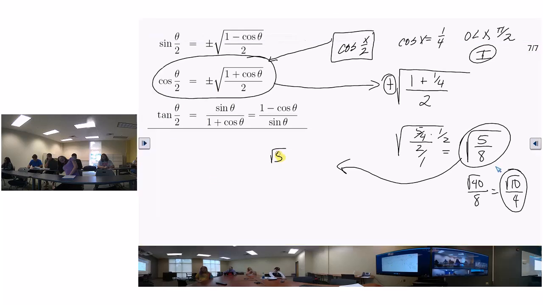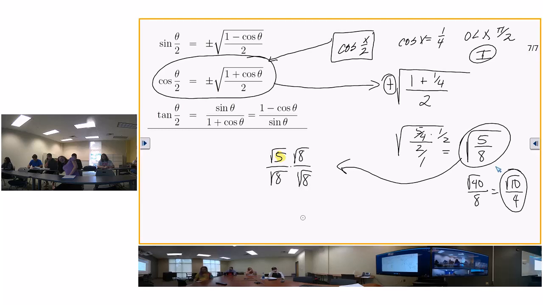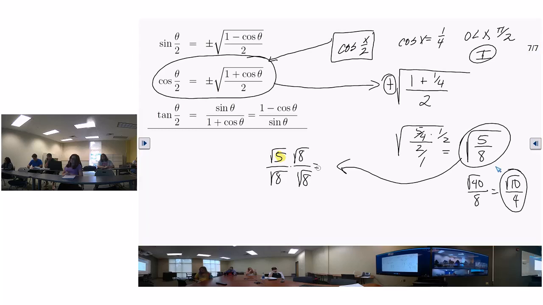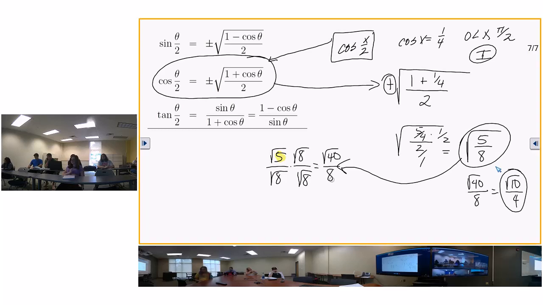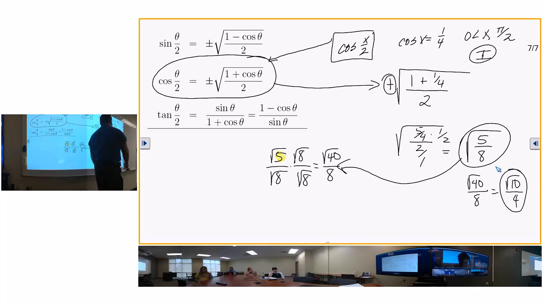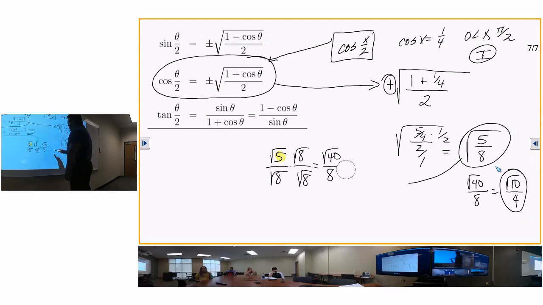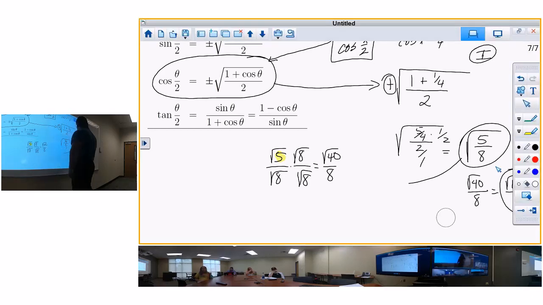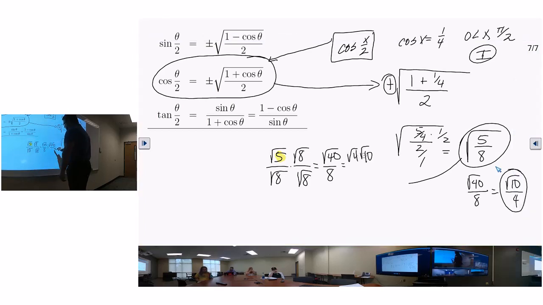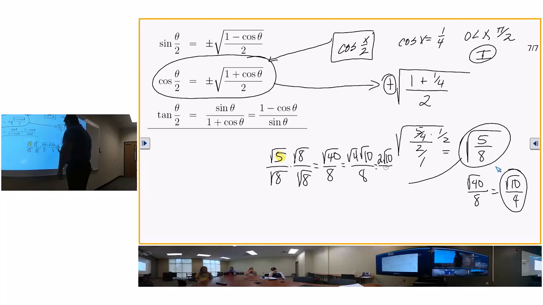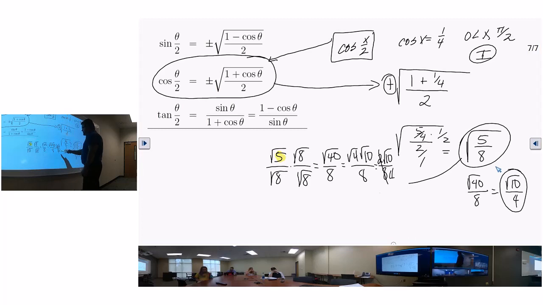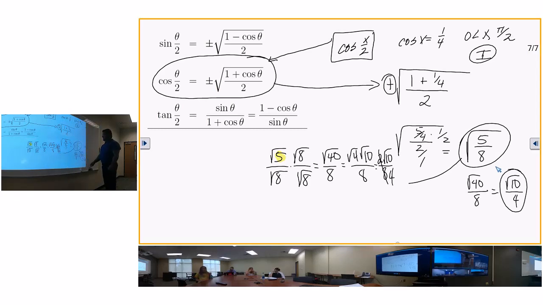Square root of 5 over the square root of 8. Multiply by the square root of 8 over the square root of 8, because you don't want a radical in the denominator. And that gives you the square root of 40 over 8. But 40 can be written with a perfect square factor, the square root of 4 times the square root of 10. So square root of 4 times square root of 10 over 8. The square root of 4 is 2, square root of 10 over 8, and 2 and 8 cancel until you get the square root of 10 over 4.